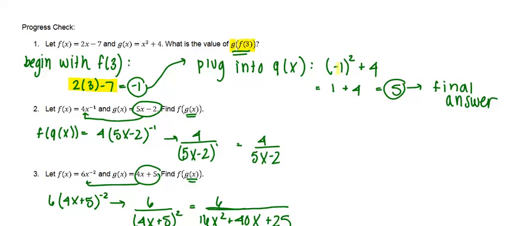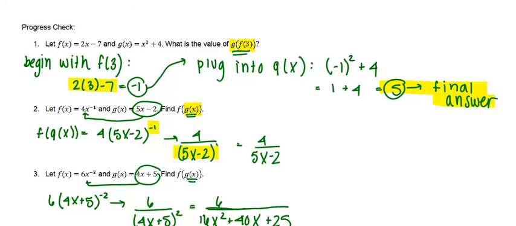Alright, ladies and gentlemen, hopefully we did okay on these couple of problems. Remember for number 1 that we want to start with f of 3. So my first step is going to be to plug in 3 to function f. I get -1. And then remember, we're going to work backwards. So I'm going to plug it into function g. So -1 squared gives me +1. +1 plus 4 gives me +5. So 5 is going to be our final answer.